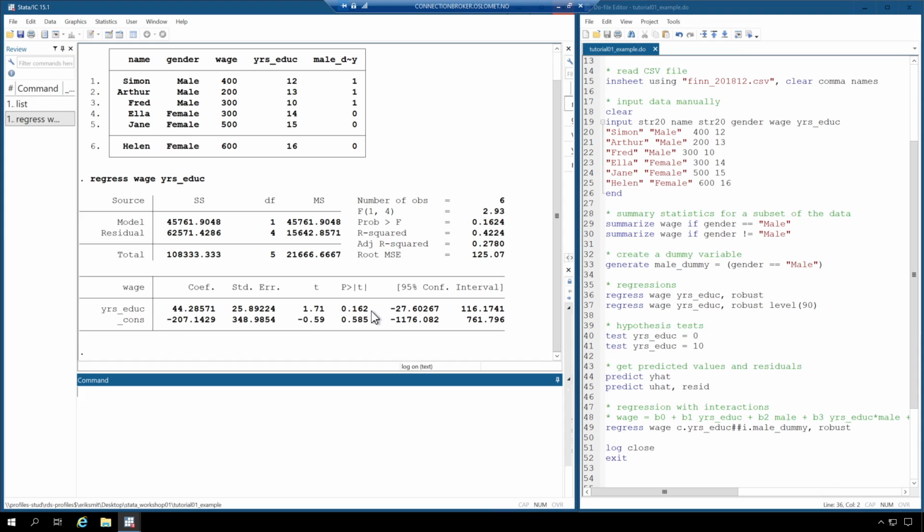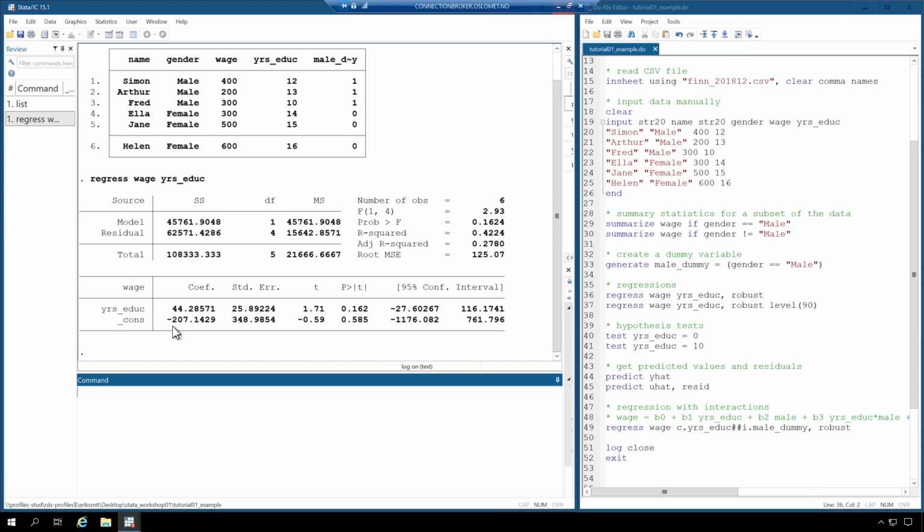We get the same results for the t-test. The t-value is just the coefficient divided by the standard error. And in this case, the p-value of the t-test tells us that we get this result or something more extreme in 16.2% of the cases, given that the null hypothesis is correct and this standard error is correct.